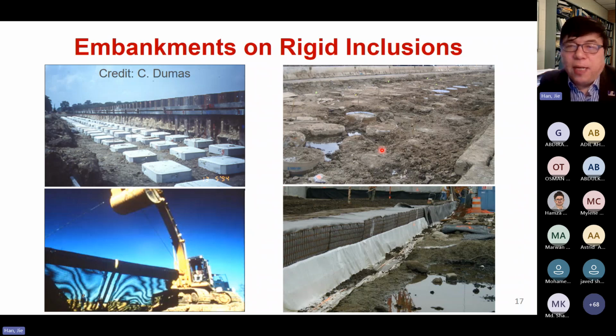This was one project in New Jersey, an approach embankment to a bridge. It used fiber concrete columns, and after they finished, they repaired some column heads and then placed the geosynthetic. As you see here, this is the load transfer platform above the fiber concrete columns. Then on top of this will be the embankment.